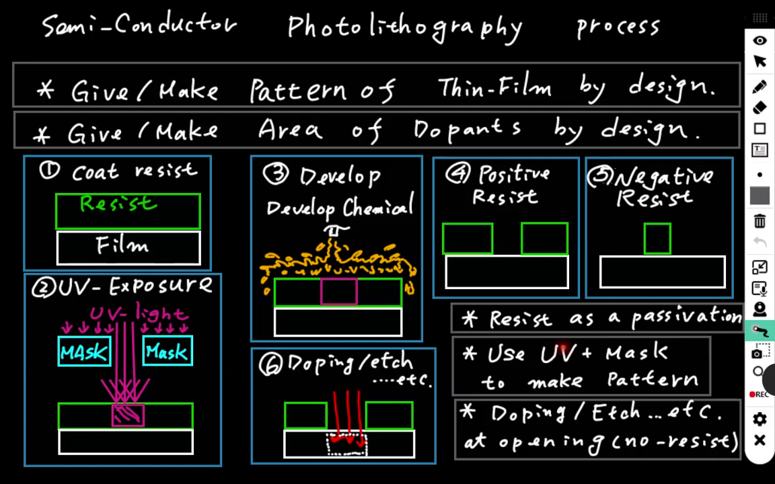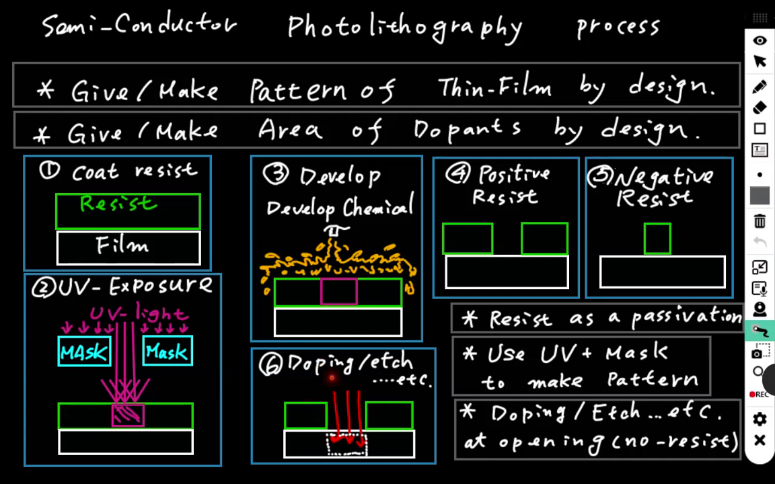And we use the UV light with mask to make the pattern as here. UV light and mask to make a pattern. Yeah, different masks form different patterns. And at last, with doping, etching, and another process, we can do it at the opening, the no-resist area, just like here.